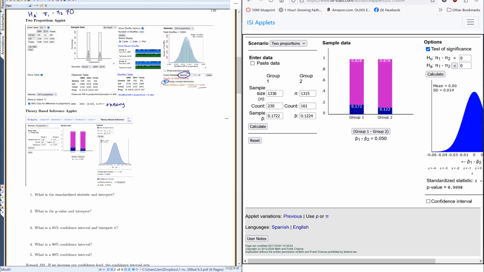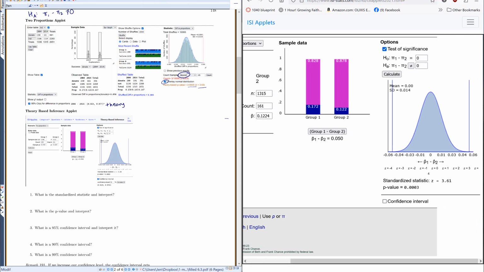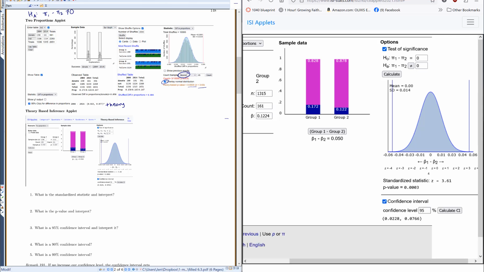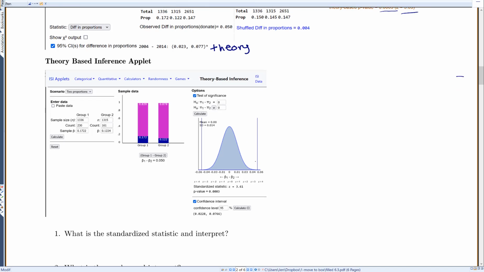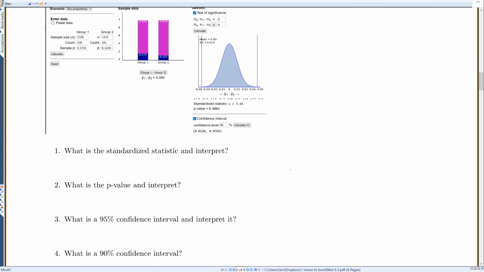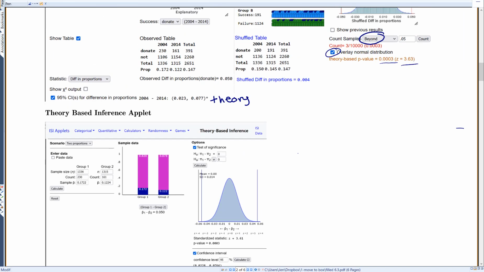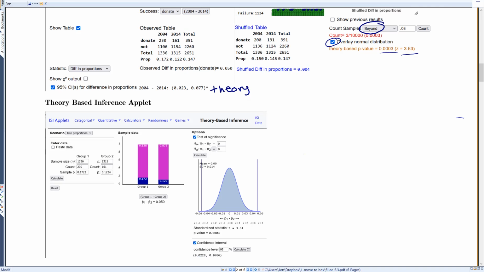Then you click on test of significance. I want it just equal to 0. I'm going to put a not equal to because we decided it should be a not equal to. And it will give you your standardized statistic. It will give you your p-value, and you can also click confidence interval if you want 95% or if you want some other level. And there's your confidence interval. So either way, doesn't matter which applet you use.